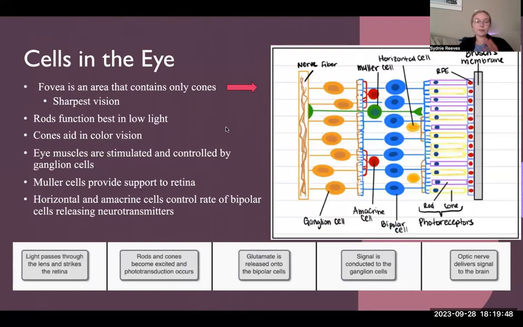So we have different cells in the eye. This is also another picture that I drew. It shows the fovea and how it's broken down into this little section of the different cells.